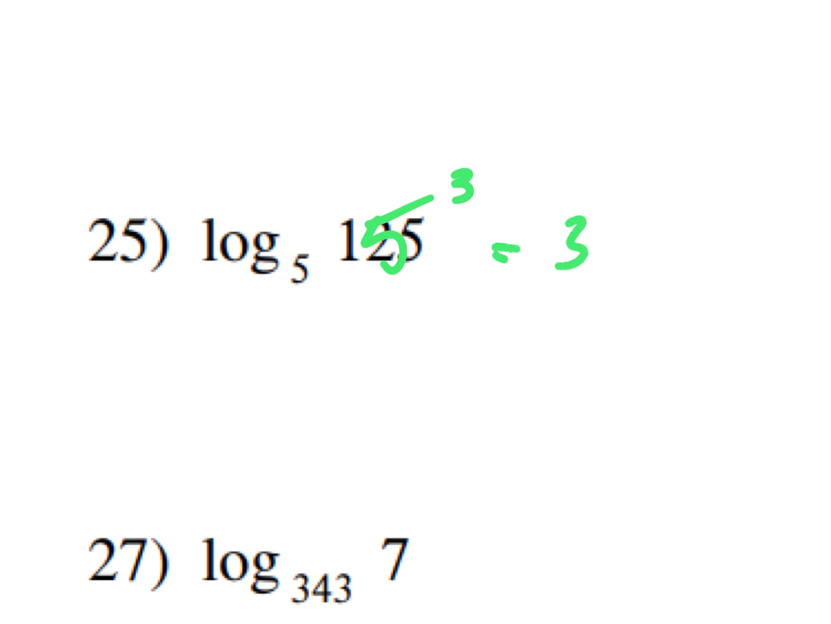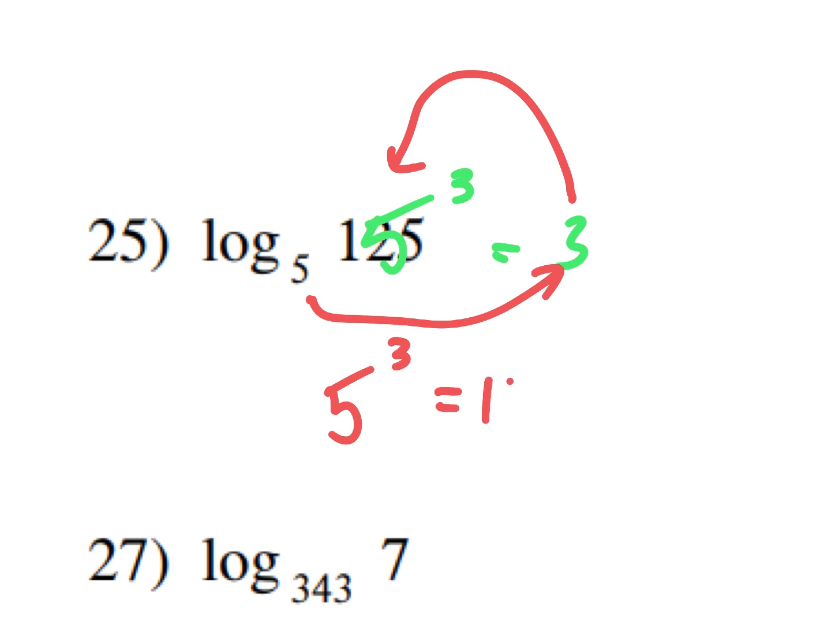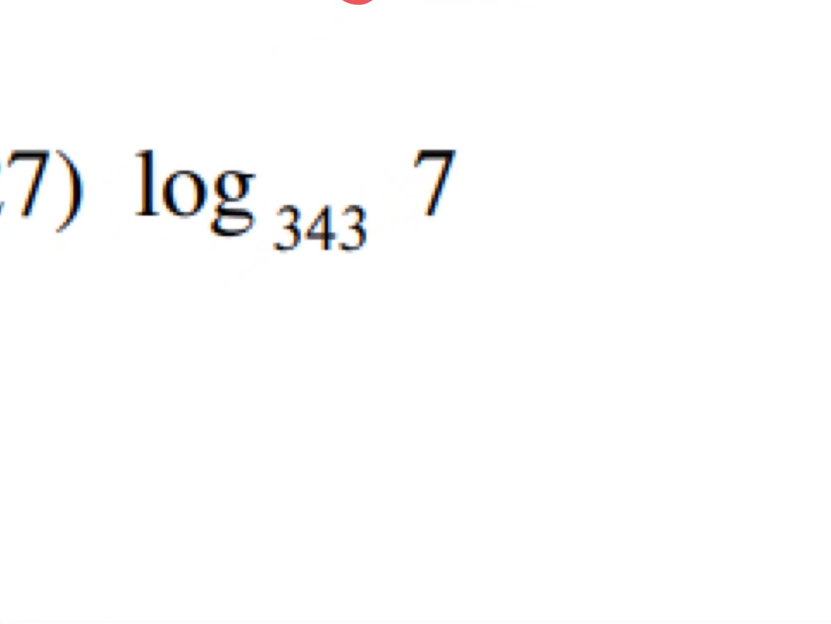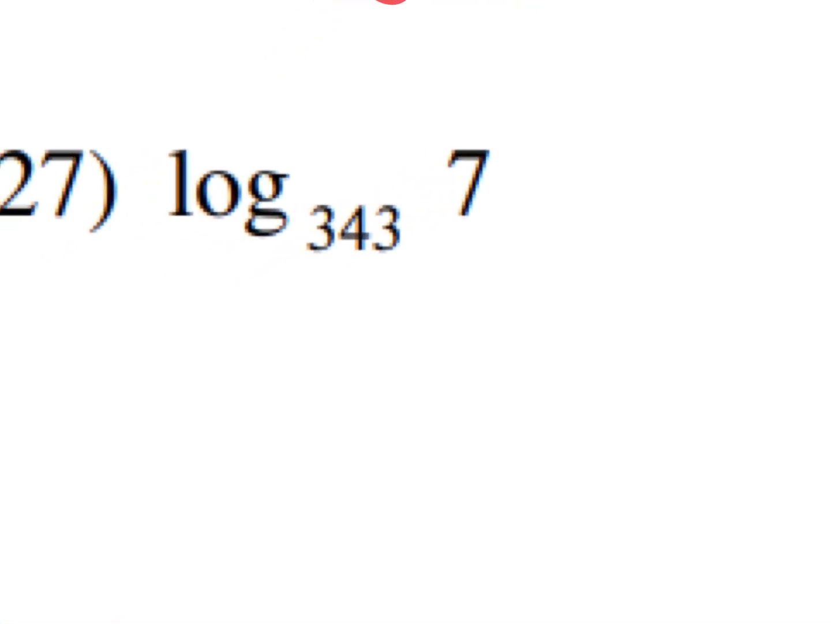If I had to, I could make you rewrite that and it would be 5 to the third is equal to 125. True statement? Yeah. But wait, Mr. Server, you can't rewrite a 7 into a 343. Sure I can. 7 is the same as 343 to the what? Third.